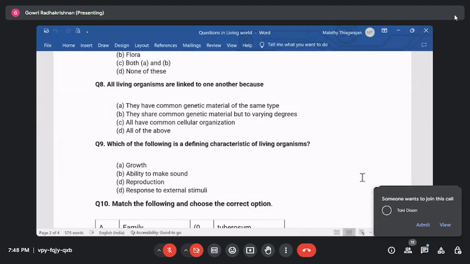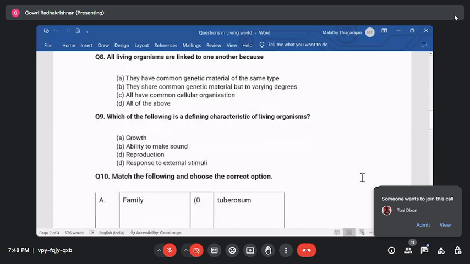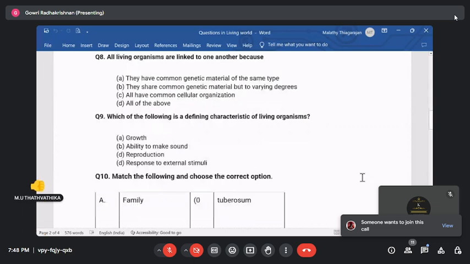Are you all able to understand? So far, are you finding it easy, children? Please participate. Otherwise, I will not be able to know whether you are able to understand or not.